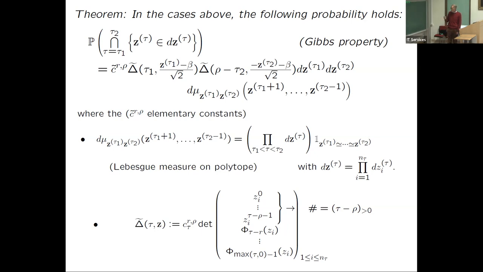Now I have to explain to you what that delta tilde is. Delta tilde is the following determinant. As I said, it tries to be a Vandermonde, but it isn't, in the sense that this i runs over a number of points, but the phi are just powers. They can appear only if tau minus rho is strictly positive. When tau minus rho is negative, they won't appear, and then this will not play any role.